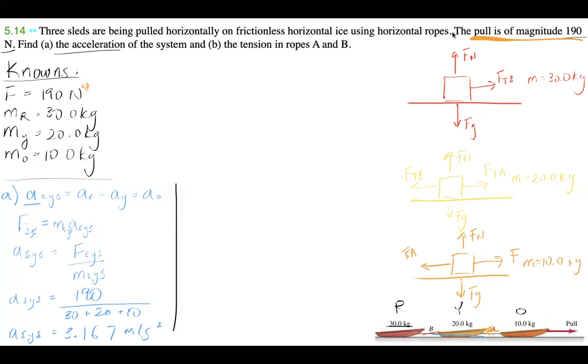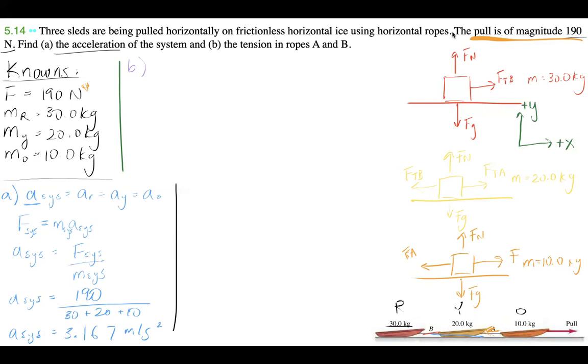Okay, so now we are looking for the tension in ropes A and B. So yeah, we're looking for the tension in ropes A and B. The first thing that we should do is go ahead and label our coordinate system. So this is going to be positive X and positive Y. That's what I've set it as.